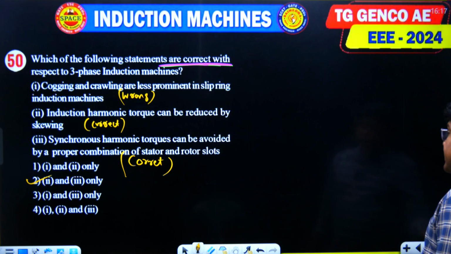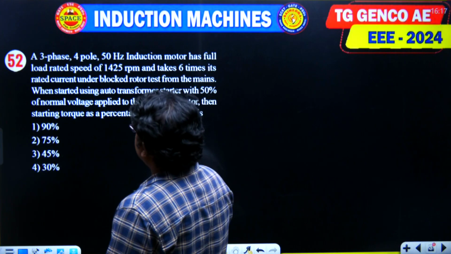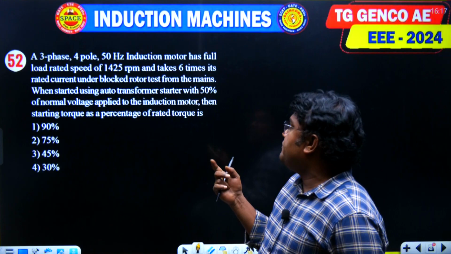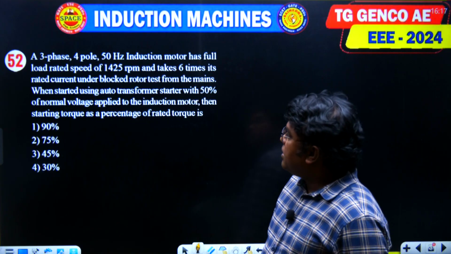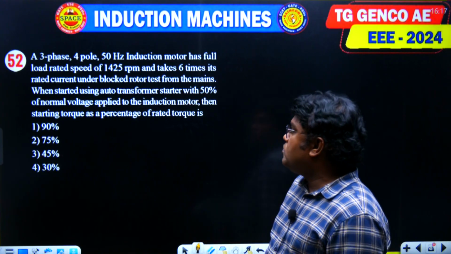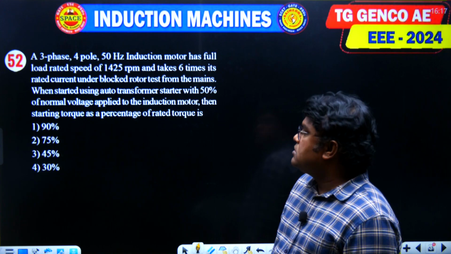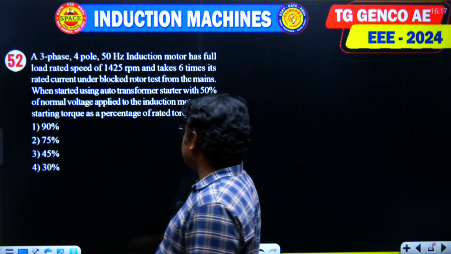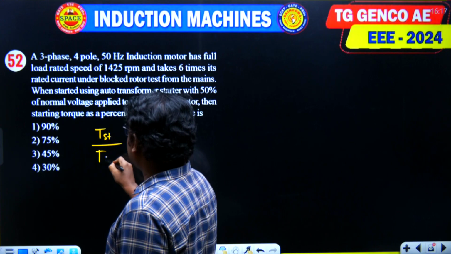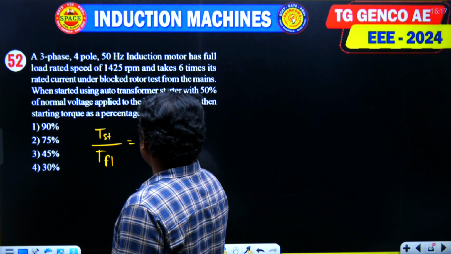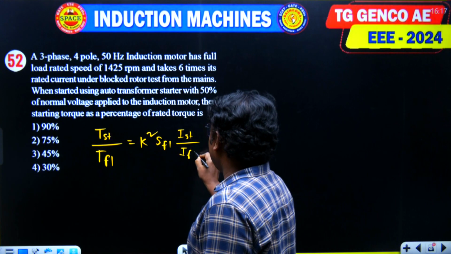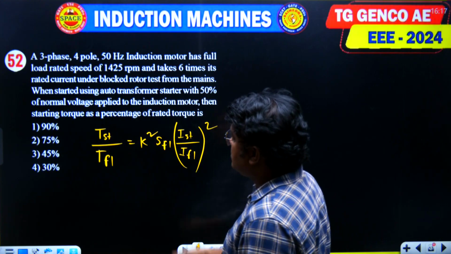Okay, next let us solve question number 52. A 3-phase, 4-pole, 50 Hz induction motor at rated load has a speed of 1425 RPM and takes 6 times the rated current at blocked rotor condition. It is started using an auto transformer starter with 50% of normal voltage applied to the induction motor. Find the starting torque as a percentage of the rated torque. Same general formula here: T starting by T full load is equal to K square into S full load into (I starting divided by I full load) whole square. Use this formula and you will get the answer.